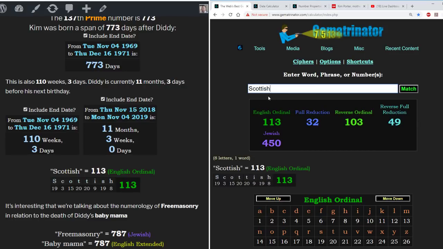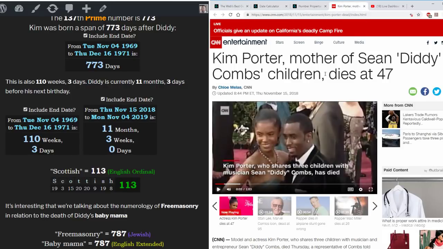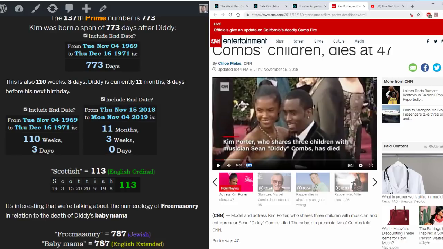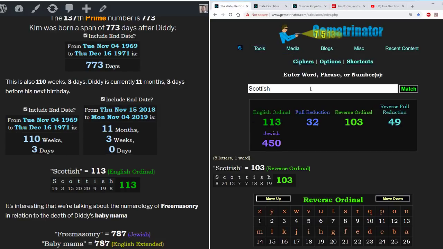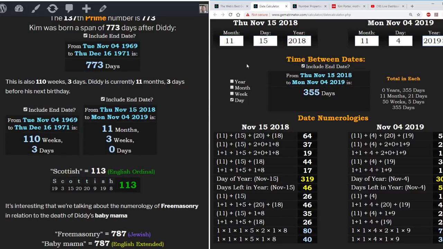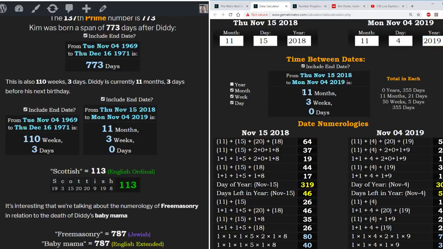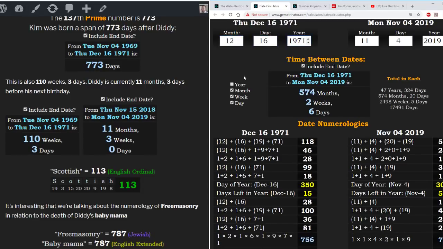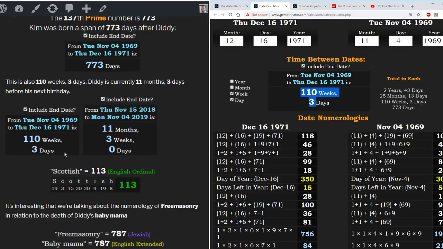One more thing worth pointing out about Freemasonry is that it's the Scottish Rite. Scottish equals 113 in the alphabetic order. Also, pay attention to the 103 in reverse. Look at the length of the video that CNN gave us, 1 minute, 3 seconds. But this 113 is significant. As of today's date, P. Diddy is a span of 11 months and 3 weeks before his birthday, 113. And if you measure from his birth date back to Kim Porter's, we get 110 weeks and 3 days. So that 113 is coded in here a couple of times.